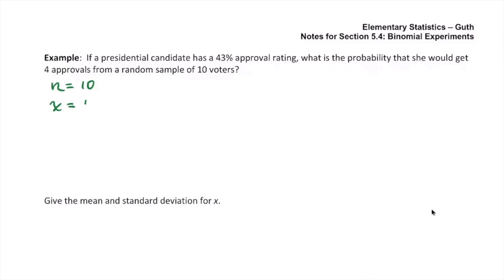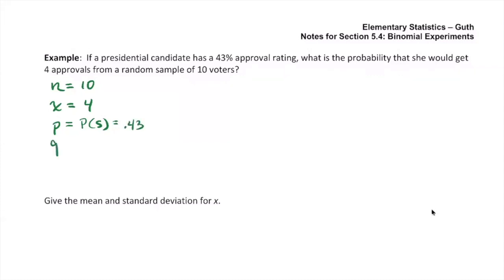Good. Now, little p is the probability of success. Okay. Probability of success is the same thing as the proportion from the population. So what's the probability of success? When you pick one person, what's the probability that you'll get an approval? Right, it's 0.43. That's the same as the population proportion.